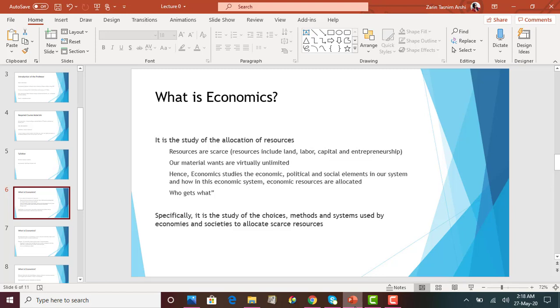Okay, so economics formally studies the economic, political and social elements in our system, and how in this economic system the resources are allocated. So who gets what, how much I am getting in the economy, how much you are getting in the economy, how much Tom is getting in the economy. So that's what economics is all about. Okay, it is the study of choices, methods and systems used by economies and societies to allocate and distribute scarce resources. So since the resources are scarce, scarce means limited in quantity, we have to make choices, right?